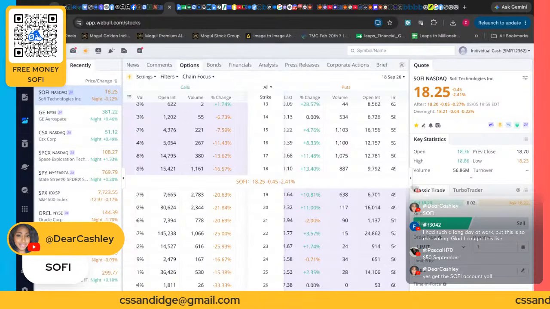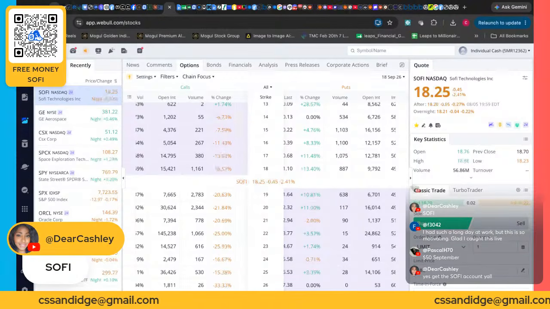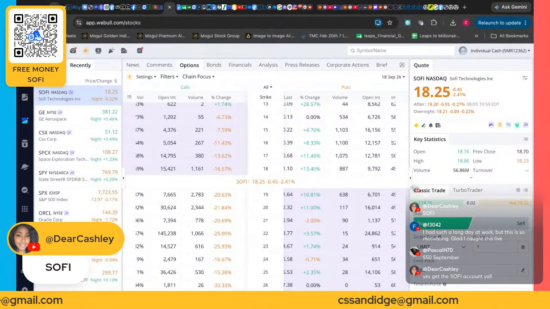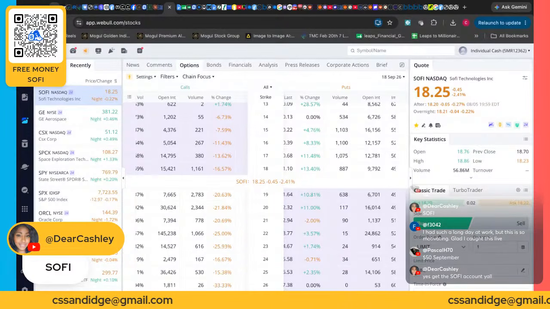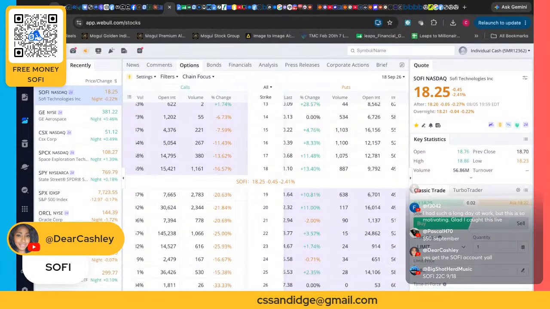Everybody, drop SoFi September 18th, 22 call. Add that to your watch list. Keep an eye on that. It doesn't have to go to 22. We can get in at 22 to go to 20. We get paid. You don't have to hold this to 22. I'm going to say it again: you don't have to hold it to 22. So when you come to me and say you let your SoFi trade go to zero, I'm going to tell you, you don't have to hold it to 22.